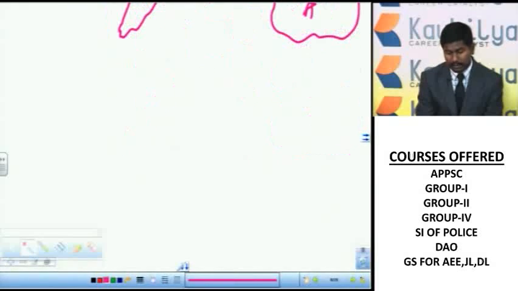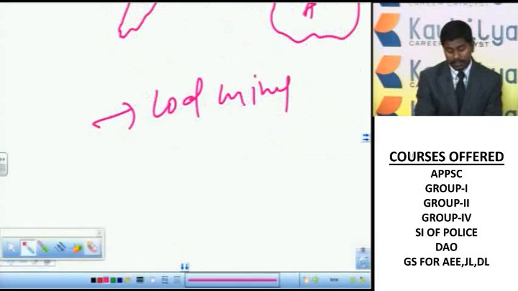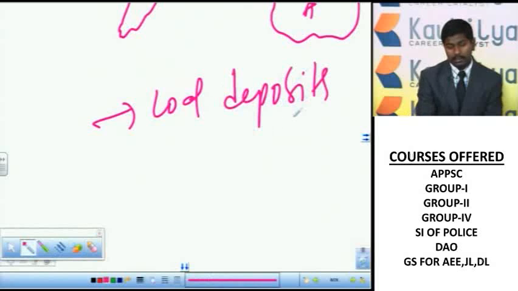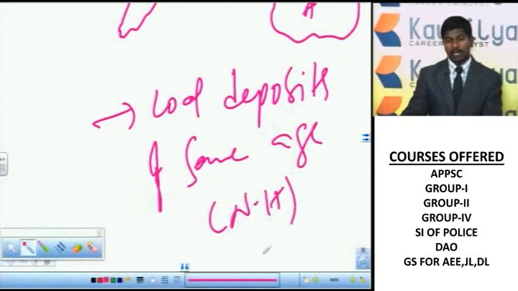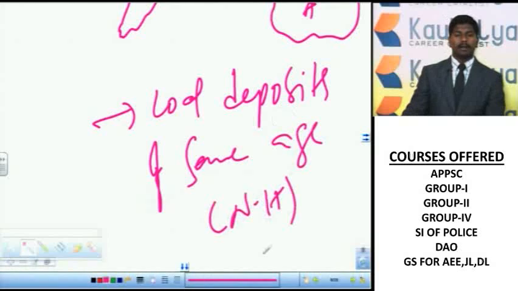Next, there is the existence of coal deposits in the northern hemisphere belonging to the same age. For example, the Appalachian coal deposits in North America, Silesian coal deposits in Poland, and the Karaganda coal fields in Kazakhstan. These are all coal deposits formed at almost the same time in the historical past.